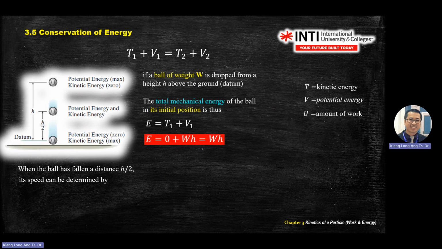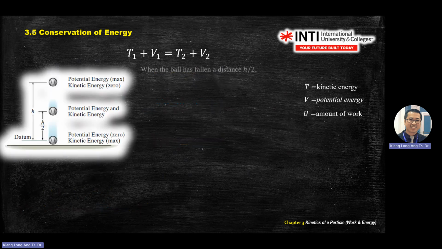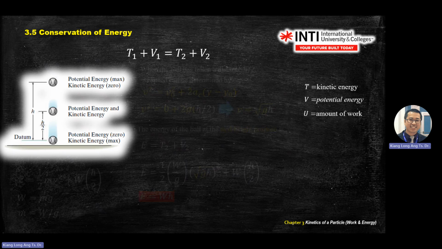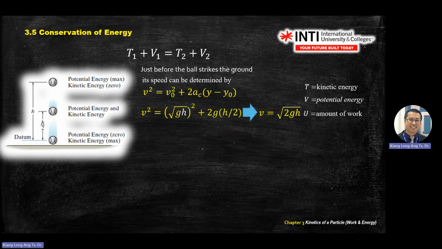For the second position, half mv squared plus half mgh, because h is half. Combine, you get mgh. At the bottom, velocity is maximum, so you get half mv squared. This is just to prove the equation. I won't ask you to prove it. You read this one for your info.